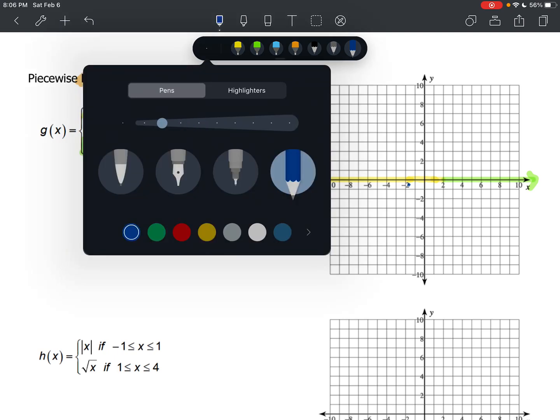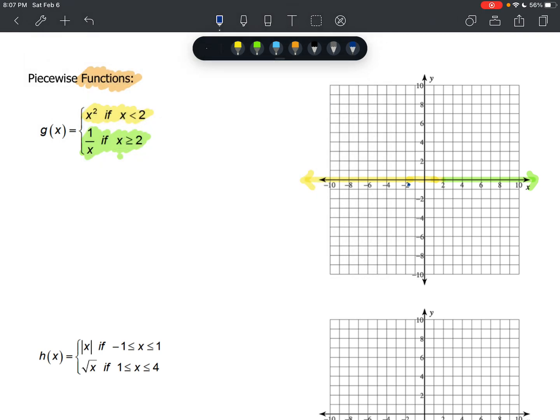So let's make that a little bit smaller there. And let's get started. So we put a 2 into the yellow function, but it says x is less than 2. So when I put that 2 into the yellow function, it's going to be an open circle because we don't have the equal to part on the inequality. So we put 2 into the yellow function, and I get x squared, so 2 squared is 4. So when we put a 2 into the yellow function, we're going to get a 4 out. And that's an open circle.